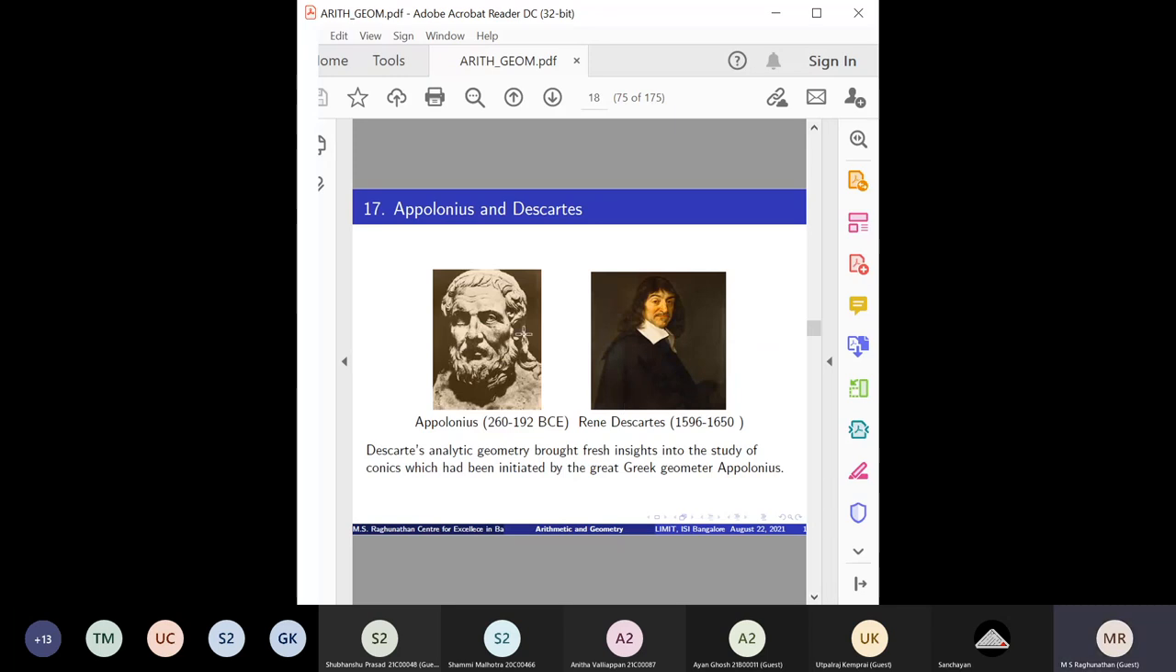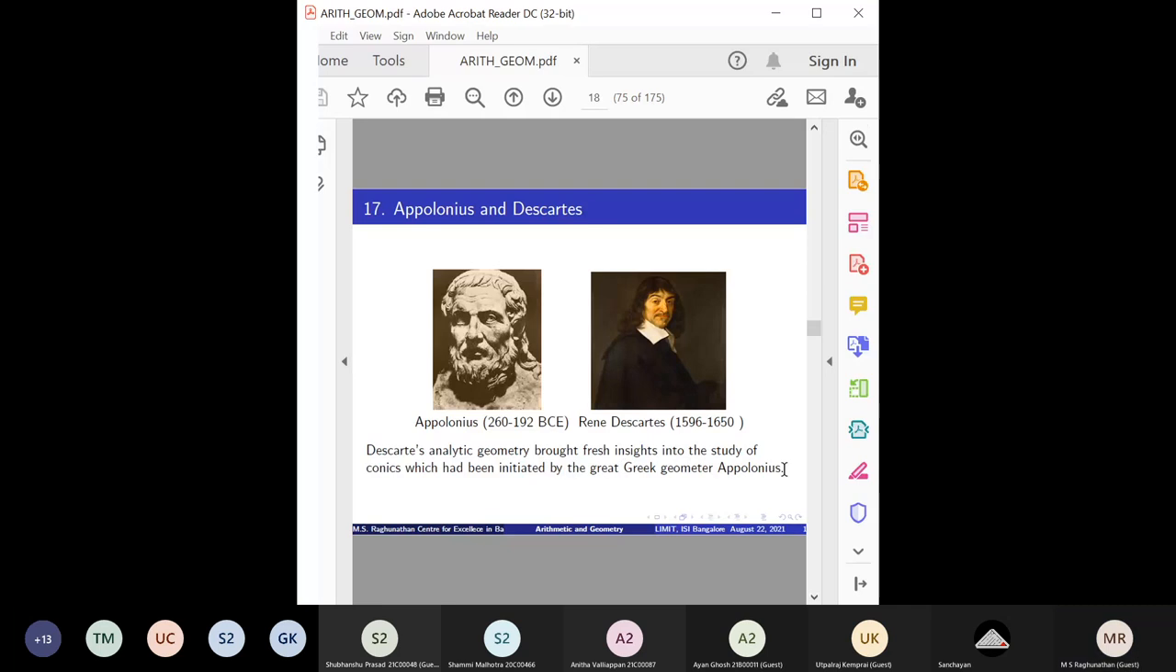There is a famous quotation of Descartes, which many of you would have heard, cogito ergo sum, in Latin, which means I think, therefore I am. I exist because I think. That's what Descartes said. And his analytic geometry brought fresh insights into the study of conics, which had been initiated by the great Greek geometer Apollonius.